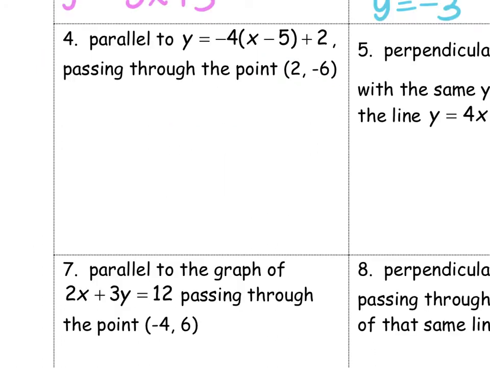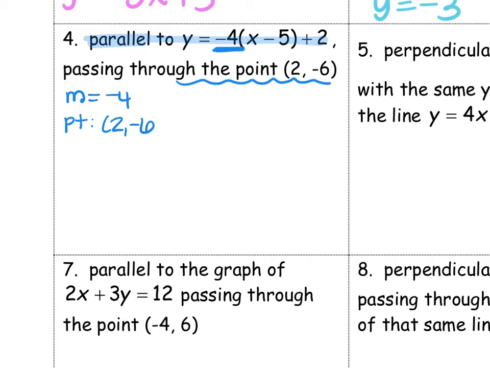All right, in this next equation, we want to write the equation of a line parallel to y equals negative 4, parentheses x minus 5 plus 2. So parallel lines have the same slope. So I know I want to be writing the equation of a line that has a slope of negative 4 because it's going to have the same slope as this equation. And then it's going to pass through the point 2, negative 6. So I know the point is 2, negative 6.